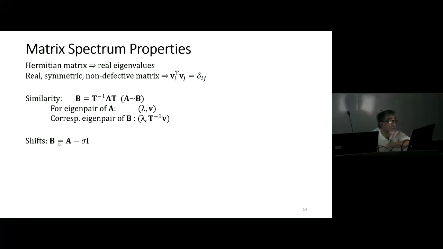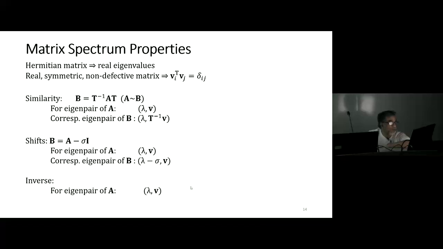Shifts, what does shifting do? Shifting is like subtracting this sigma from only the diagonal elements. So what it does is it shifts the eigenvalues. If A's eigenvalue is lambda, the eigenvalue of B would be lambda minus sigma. The eigenvalues would be shifted, but the eigenvectors remain the same.